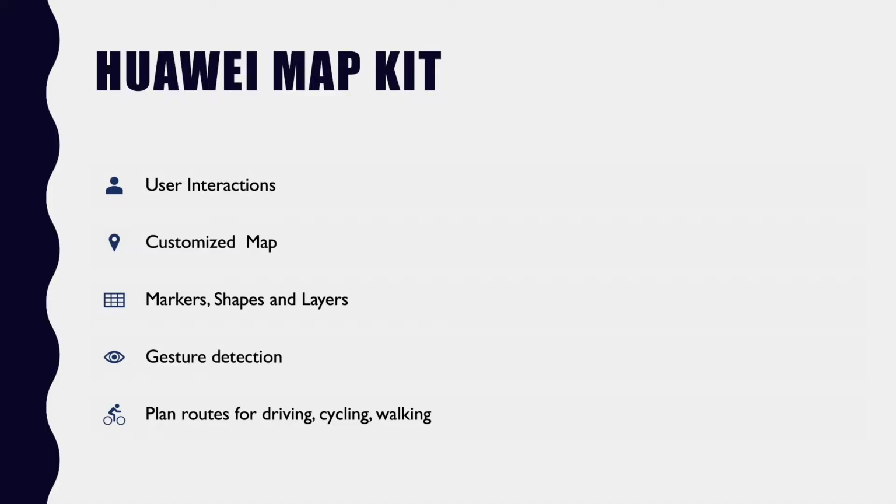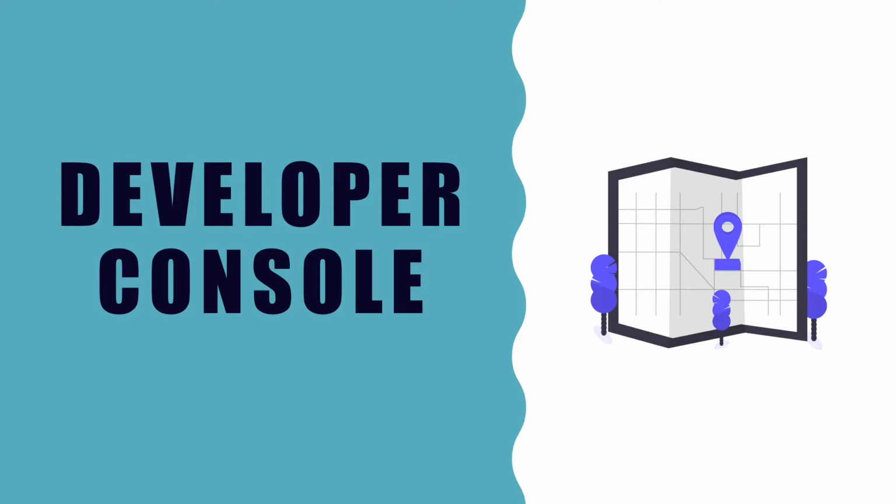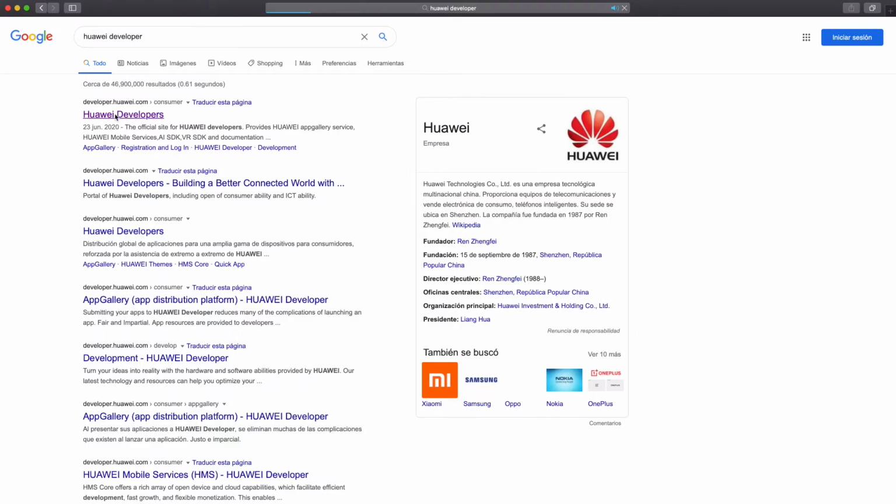Huawei MapKit provides a standard map which can be customized for different scenarios using elements such as markers, shapes and layers. The users can interact with a map in your app using gestures and buttons. It also allows users to plan routes for driving, cycling, walking, and is available in many regions and countries of the world. The first step is to enter the Huawei developer site.